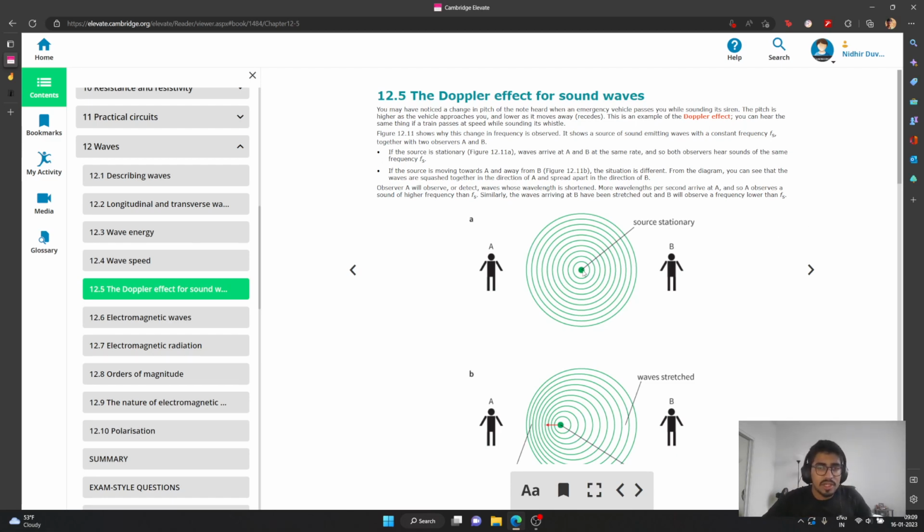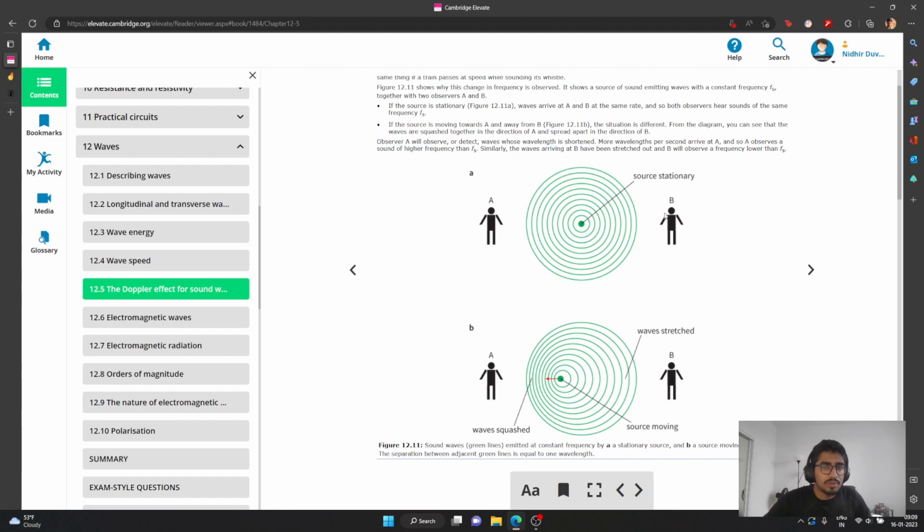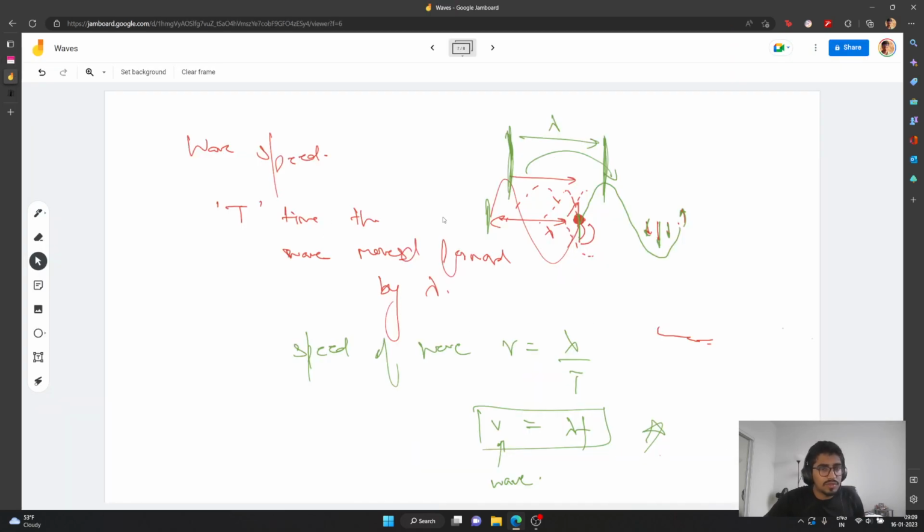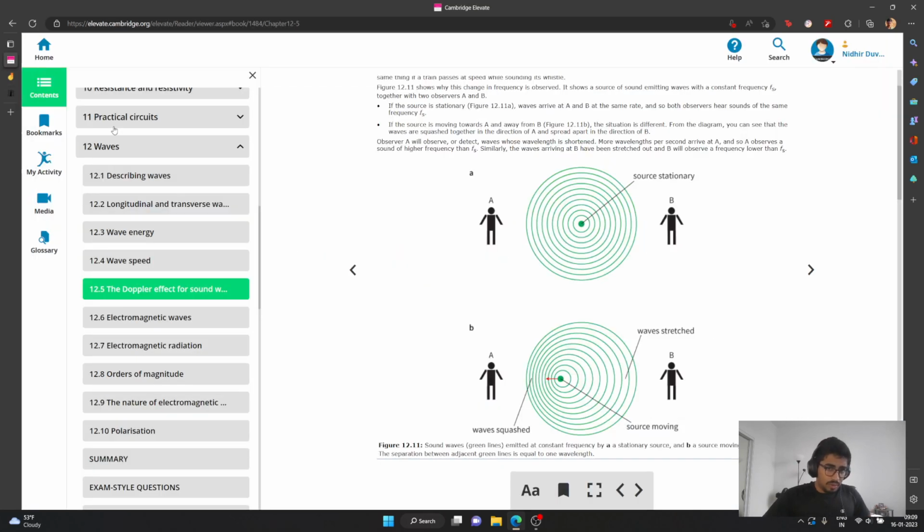If you have a stationary source, then these ripples are uniform, so A and B hear the same sound. But when the source starts to move, A hears a different sound than B does, because if you see the wave traveling in front, it is much more squeezed. When it's squeezed, that means its wavelength is lesser. If the wavelength has decreased and the speed is constant, then according to this formula, the frequency must increase to keep the speed the same. Which is why this guy hears a higher pitch sound.